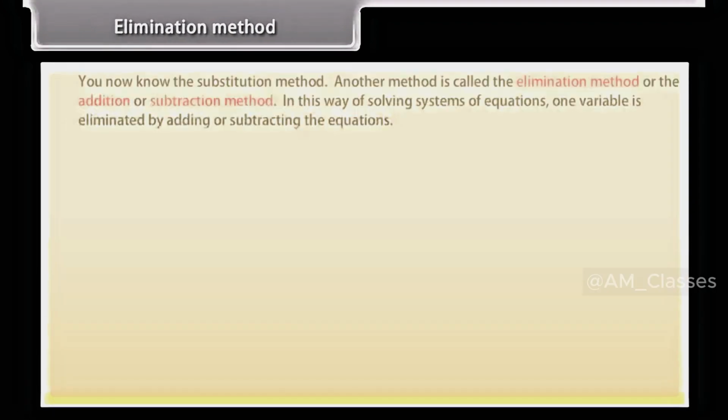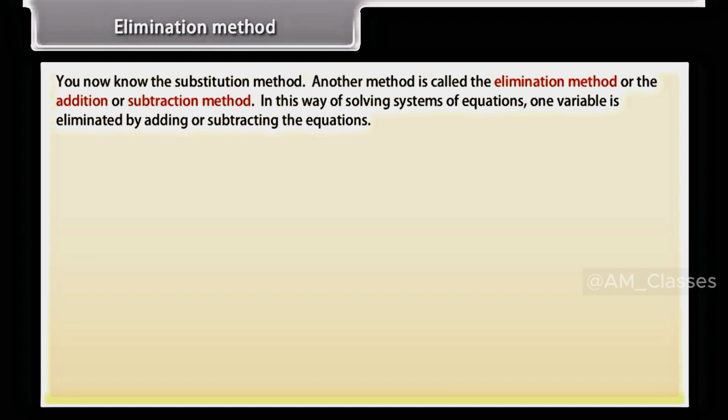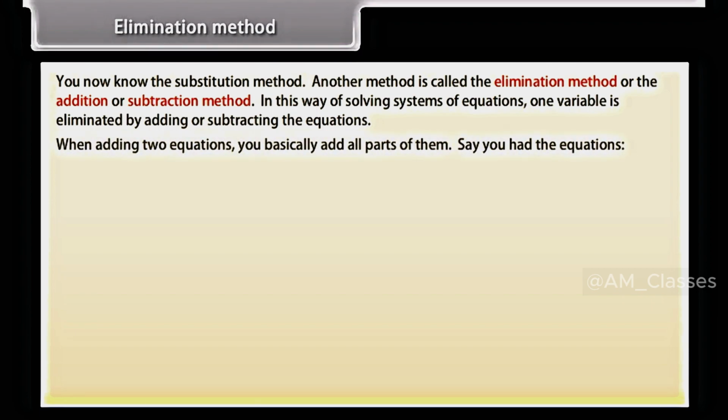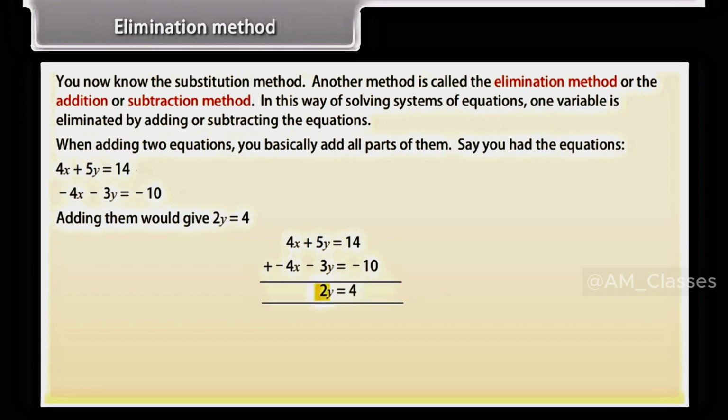Elimination method. You now know the substitution method. Another method is called the elimination method or the addition or subtraction method. In this way of solving systems of equations, one variable is eliminated by adding or subtracting the equations. When adding two equations, you basically add all parts of them. Say you had the equations 4x plus 5y is equal to 14. Minus 4x minus 3y is equal to minus 10. Adding them would give 2y as 4.